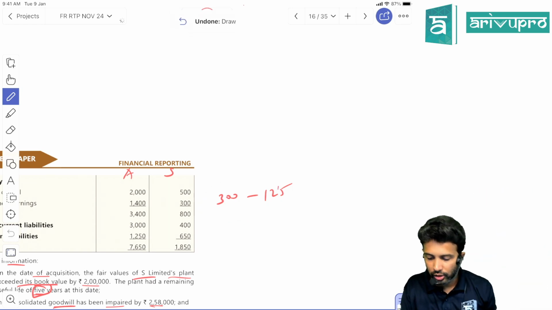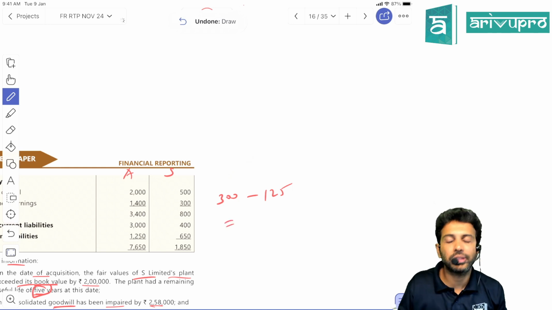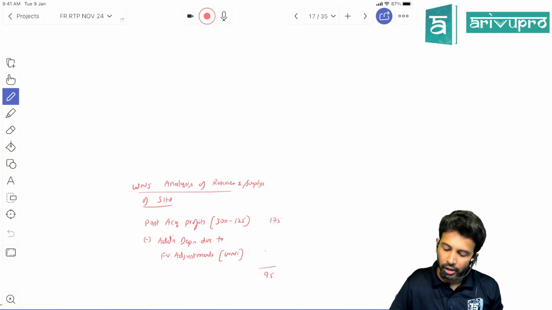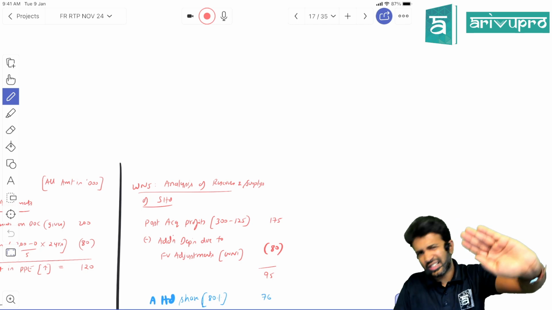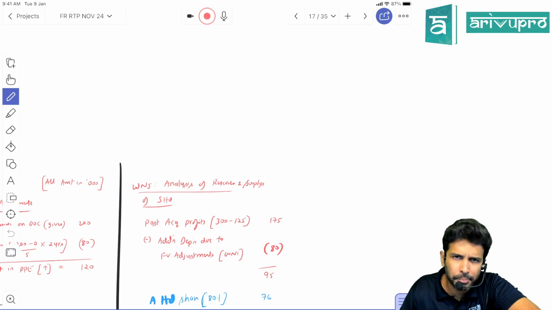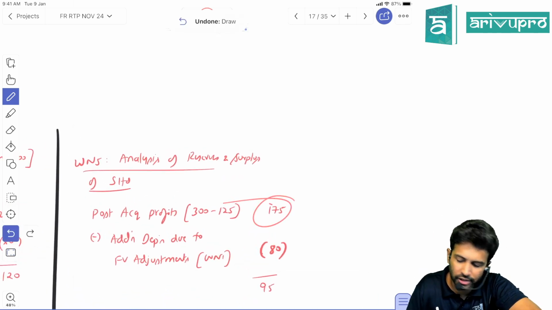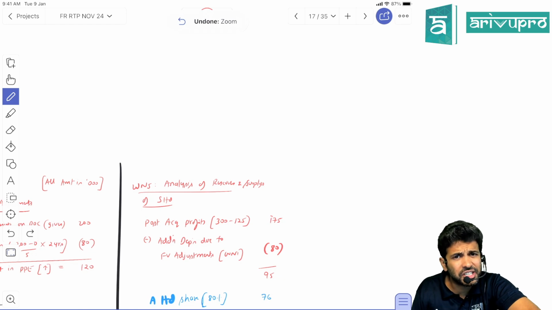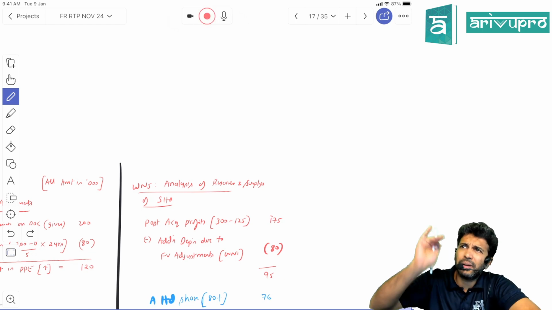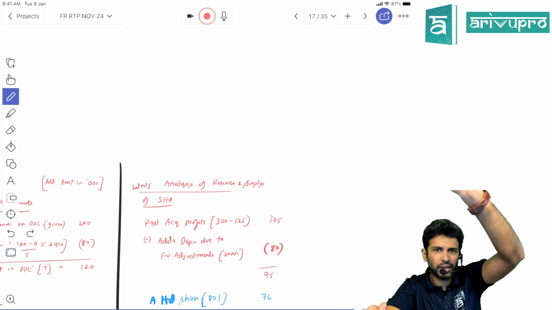On the date of control, it was 125. After 2 years, it has become 300. That means it has increased by 175. This increase has come after the holding company or parent company has acquired the shares. So this 175 is your post-acquisition profit. Correct? Then, is there any adjustment? Are there any sales made by the subsidiary company to the holding company, upstream sales and all?